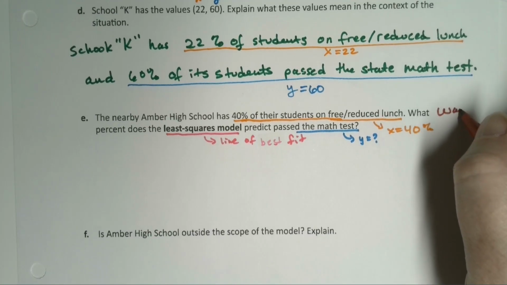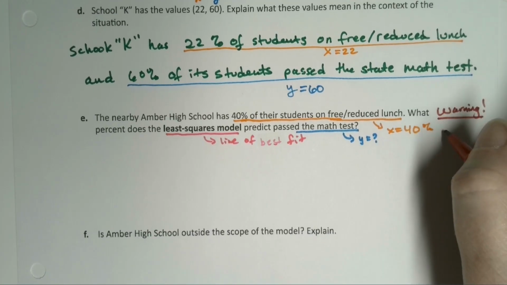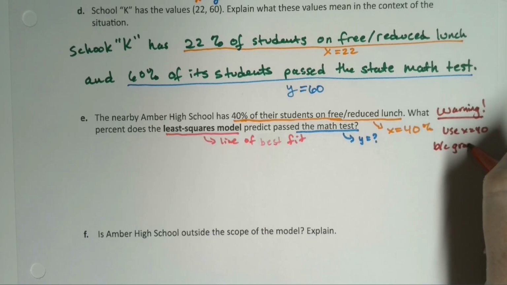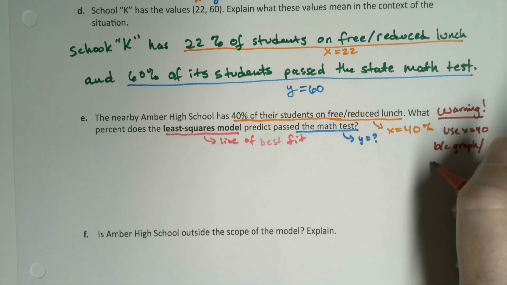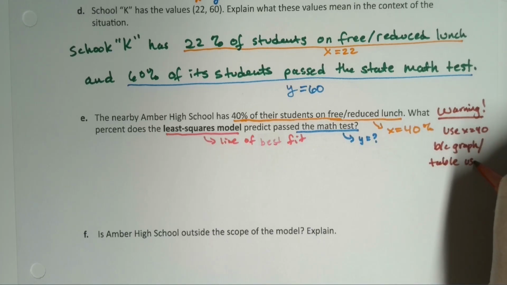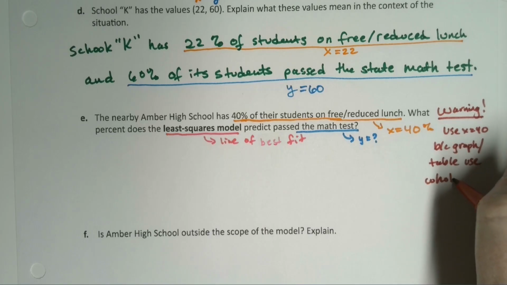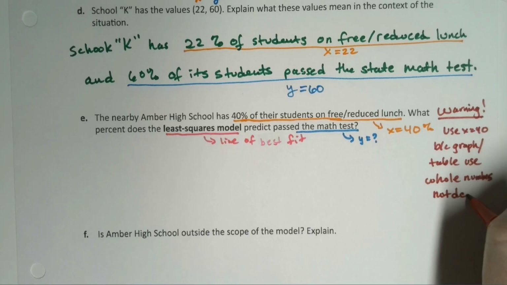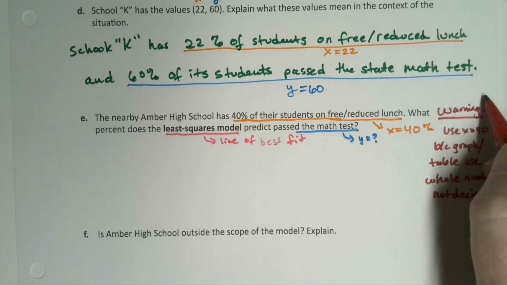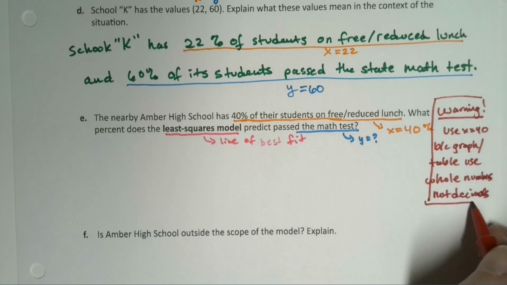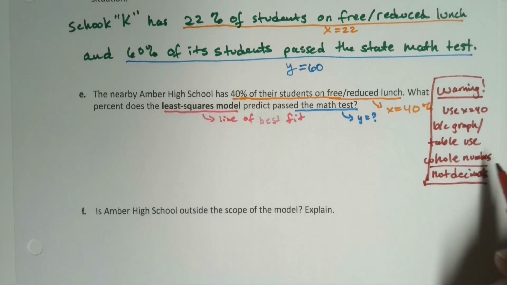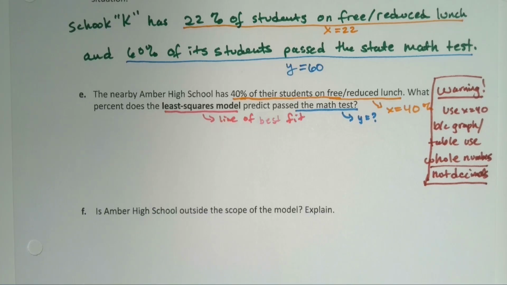So I'm going to make a little warning right here. Use X equals 40 because the graph and the table use whole numbers, not decimals. So you don't want to get yourself into the trap of thinking, hey, it's a percent, I'm going to have to change it to a decimal. That is not the case. In this case, you would leave it as whole numbers. All right, so let's leave it as whole numbers.